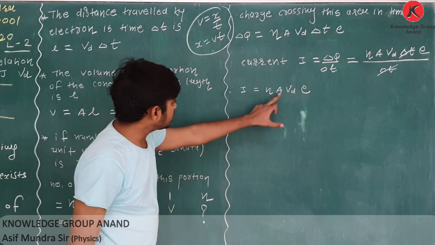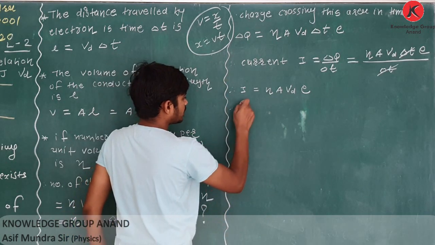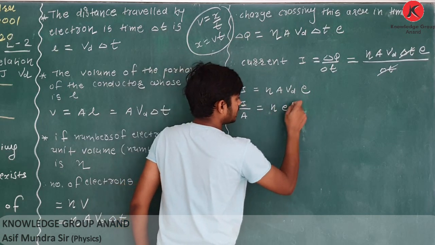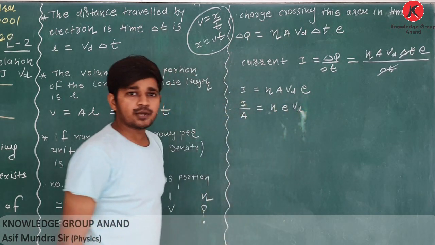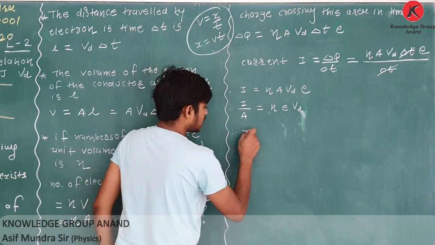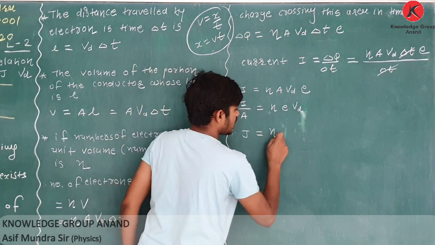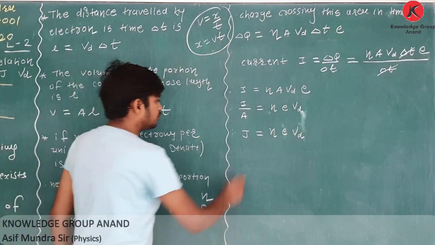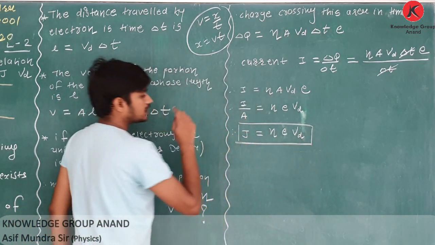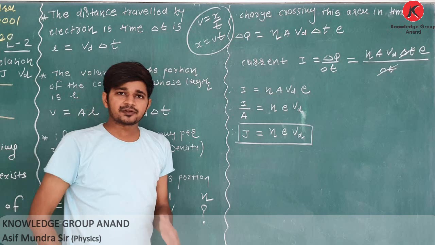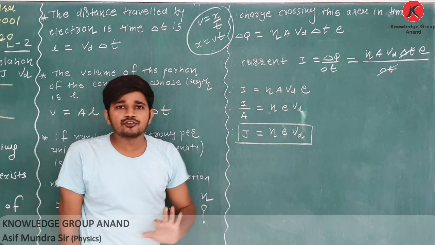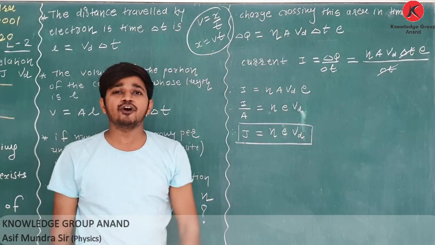Clear? Now if I take A to this side, then I upon A is equal to neVd. Clear? I upon A, yes, you know it is J. So therefore J is equal to neVd. J is equal to neVd. It is the equation that represents the relation between current density J and drift velocity Vd for electrons.